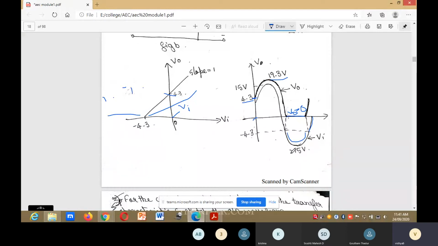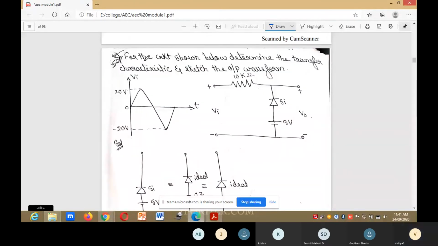In transfer characteristics, if you know the less than and greater than conditions, at one condition slope is equal to 1 and at the other condition slope is equal to 0. If you remember the two conditions, you can draw the transfer characteristics. This is the transfer characteristics.